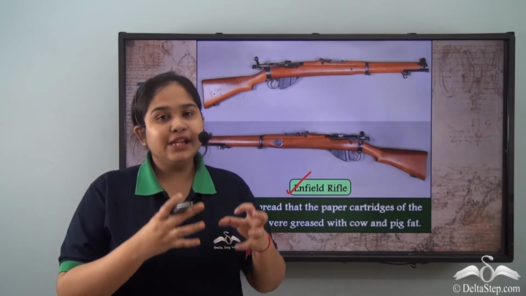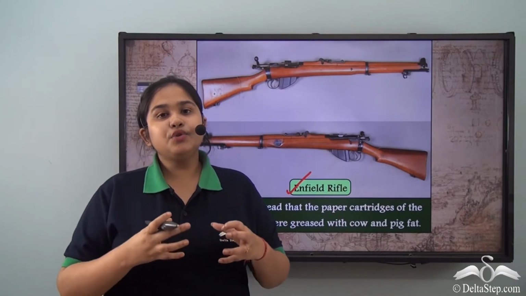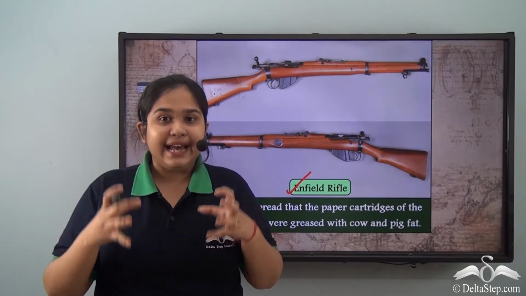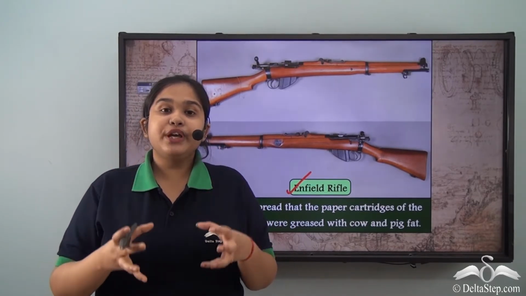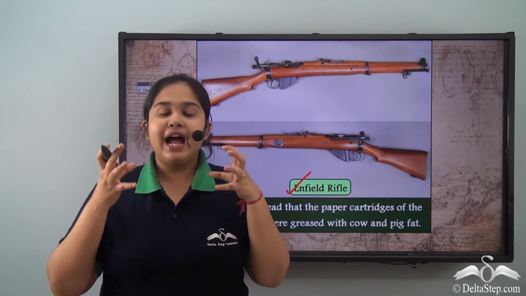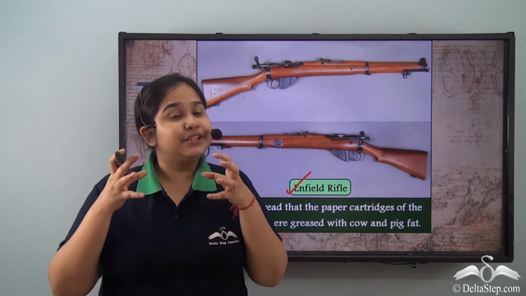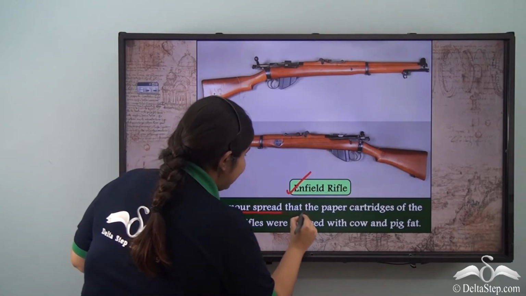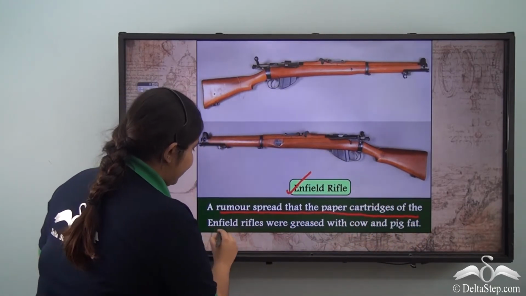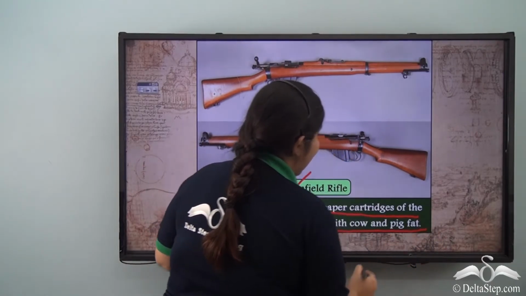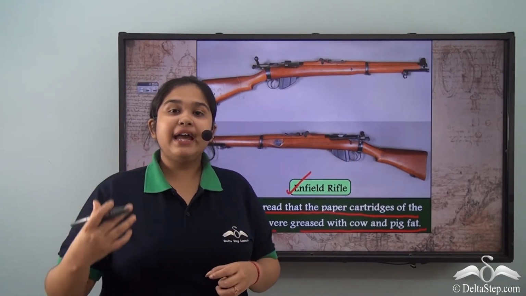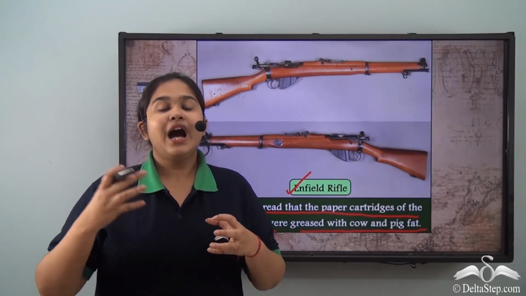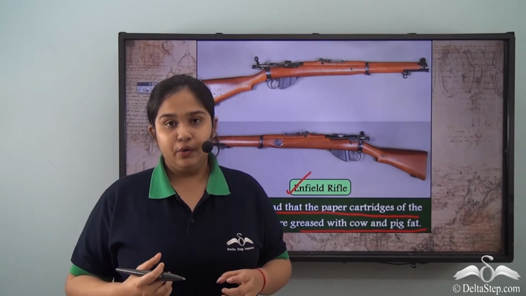Why? Because Hindus and Muslims were not allowed to consume cows and pigs respectively. So it was again a blow to their religious mindset, through which the people in the Indian army were agitated because the colonizers had not taken their ideas into consideration. The rumor spread like wildfire that the paper cartridges of Enfield rifles were greased with cow and pig fat. Now this became the final nail in the coffin when the Sepoys rose in mutiny in 1857 against the domination of their colonizers.